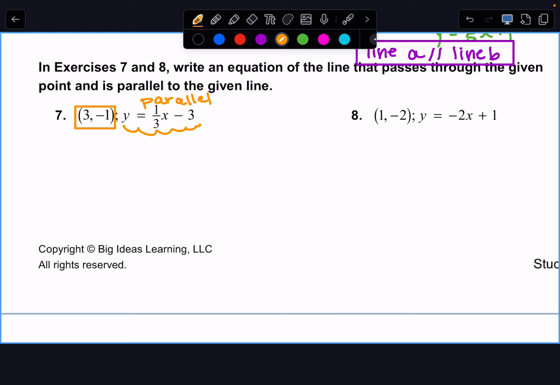If our line is parallel to that guy right there, what do we know? Our slope has to be 1/3. Say it louder. Our slope has to be 1/3. Why is Aubrey saying that? To be parallel, we have to have the same slope. So we know that our slope has to be 1/3.